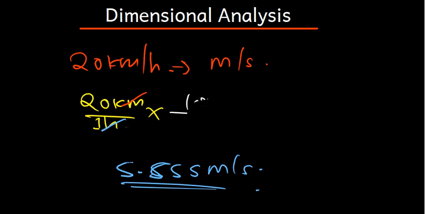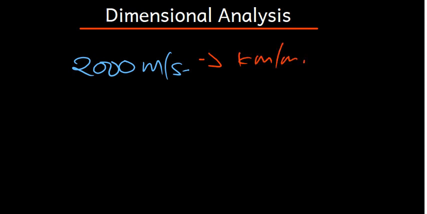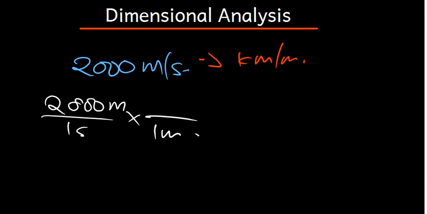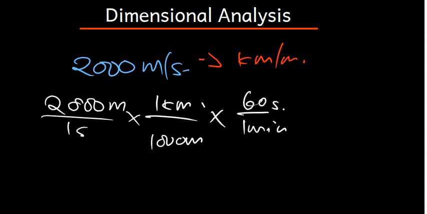Okay, this is the same. If we want to convert, maybe we have 2000 meters per second. We want to convert this into kilometers per minute. So using dimension analysis, this is going to be 2000 meters in 1 second. So we say in 1 kilometer, how many meters do we have? We have got 1000 meters. And then, converting seconds, we say that in 1 minute, how many seconds do we have? We have got 60 seconds. So from here we can see that meter and meter can go, seconds and seconds can go.